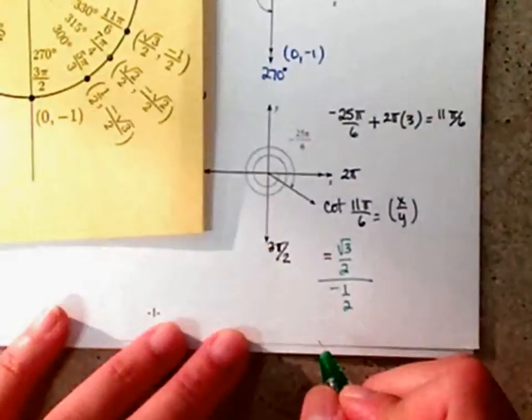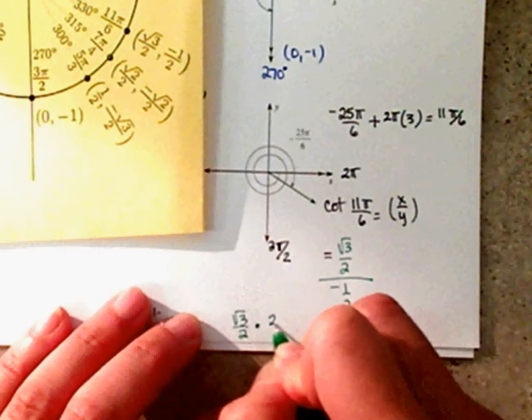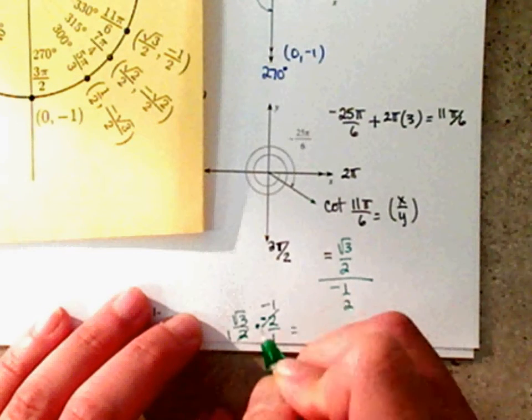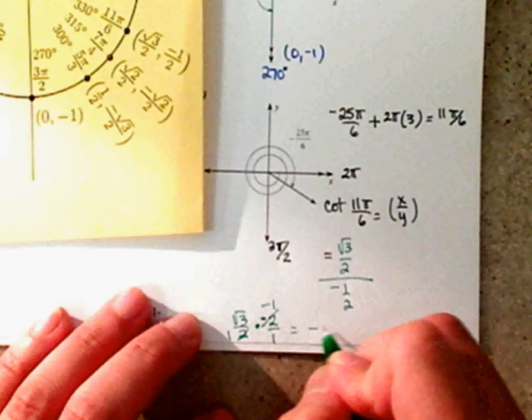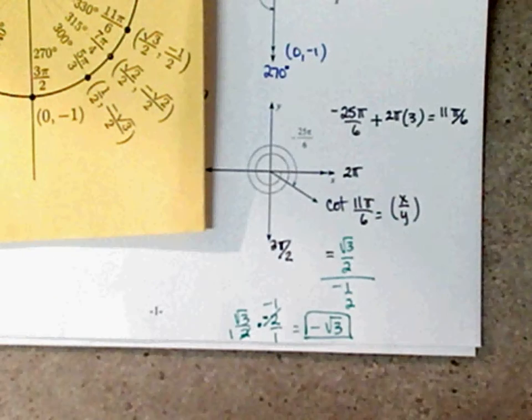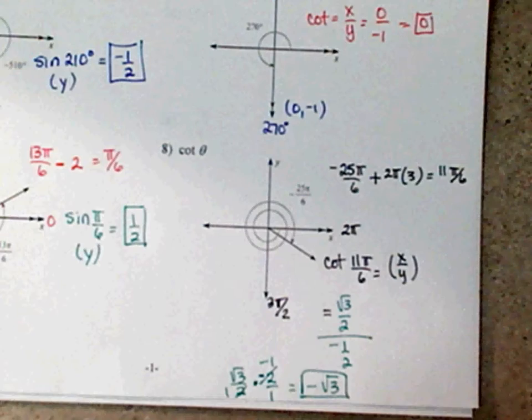So you have square root of 3 over 2 times negative 2 over 1. That cancels or reduces to give you 1. Square root of 3 times negative 1 is negative square root of 3. Okay? And there you have your answer for page 1. So if you use your unit circle, it will help you out a lot. And there you have it. Okay? Good luck.